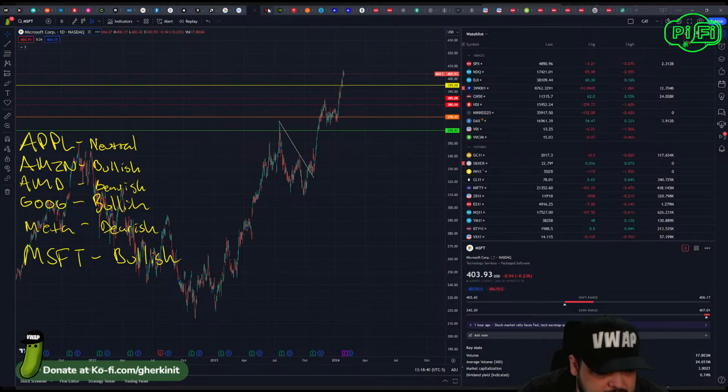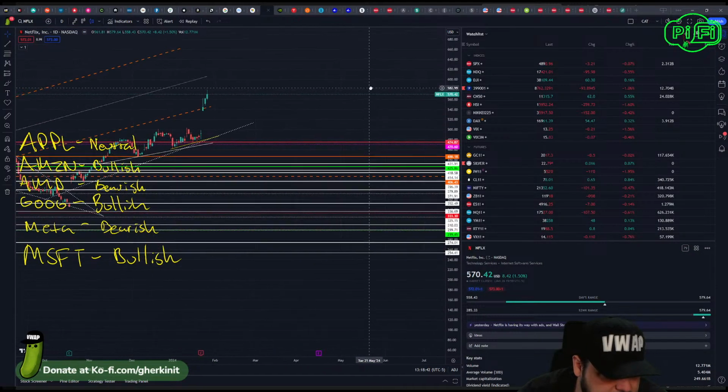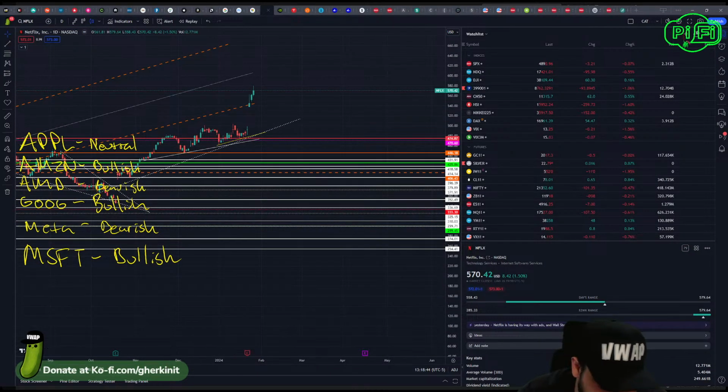I could do Netflix too, but it still looks super bullish. All the money that's been falling off of Tesla has been going to Netflix. Give me a second. Now Netflix doesn't have earnings, right? They've already had their earnings.